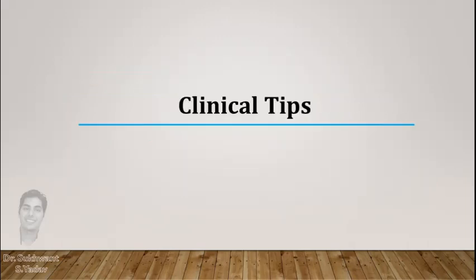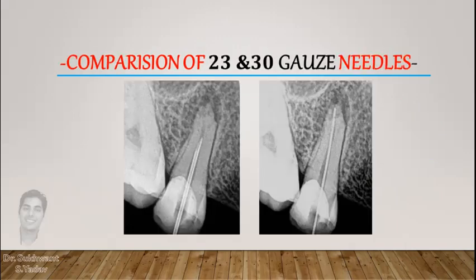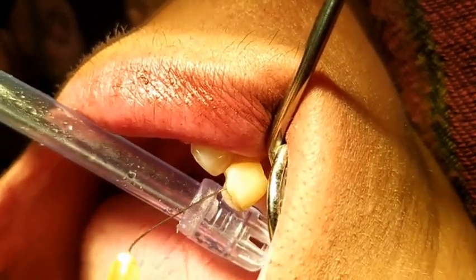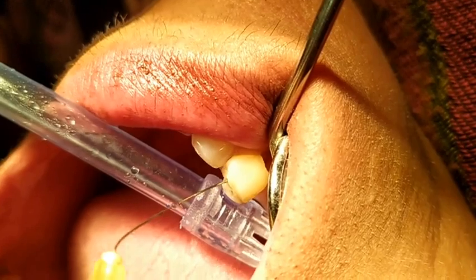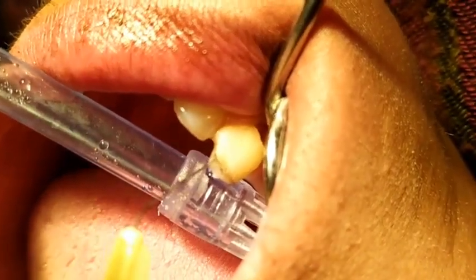Now, I am giving you some simple clinical tips for irrigation. Irrigate with normal saline between different irrigants to avoid their interaction and precipitate formation. Use 30 gauge side vent needles for better reach in the canal, especially in the apical third. Never bind needles in the canal; keep them in a free flowing up and down motion to avoid extrusion into periapical areas.